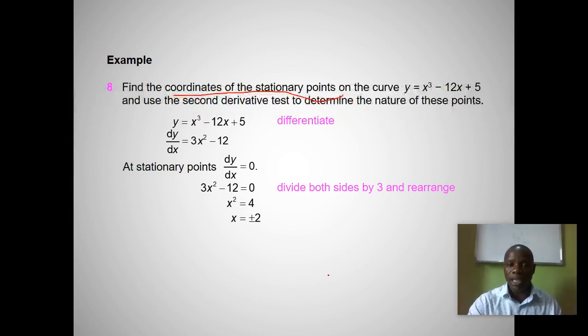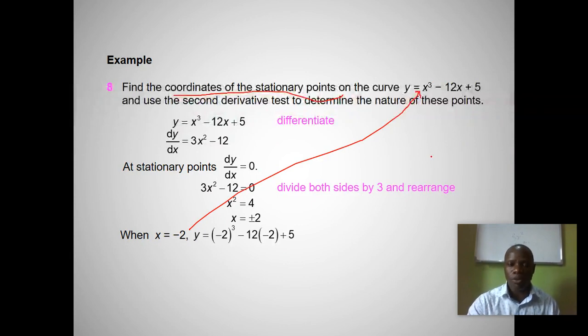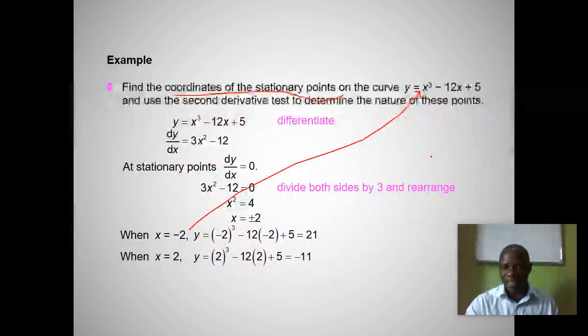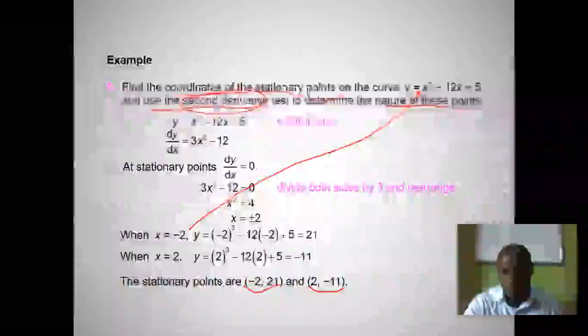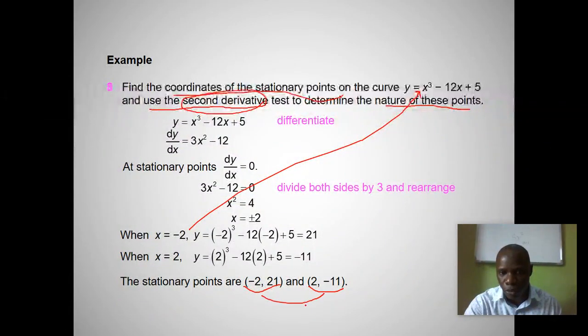So what are we doing now? We are now trying to get the 2 points. So when x is negative 2, we put it inside this to get y. So y is 21. Then when x is positive 2, y is negative 11. So we have the 2 points. This is a turning point. This is a turning point. Now, when you have the two turning points, what do we need to do now? We want to differentiate a second time, because the question says get a second derivative and test the nature of these 2 points. These 2 points, we need to know their nature.